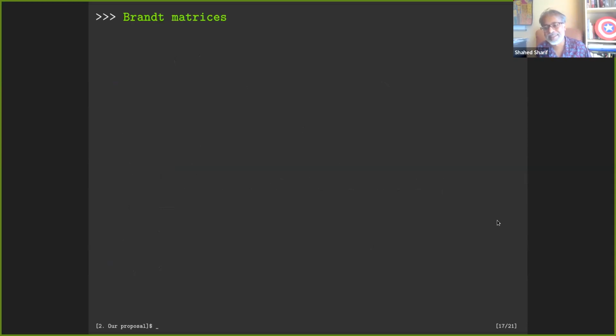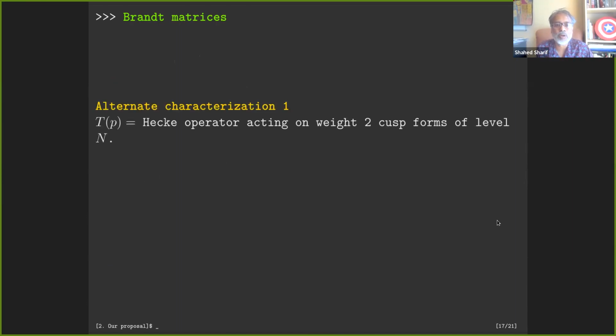Okay, so I didn't really give that detailed an explanation of the Brandt matrices. So let me give a couple of alternate characterizations that you may be more familiar with. The first one, the more number theoretic one, is that T_p, for the small prime little p, is the Hecke operator acting on weight 2 cusp forms of level N.